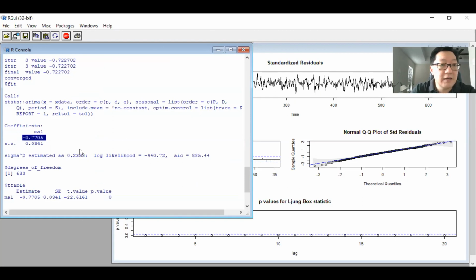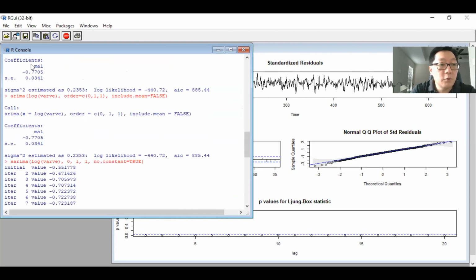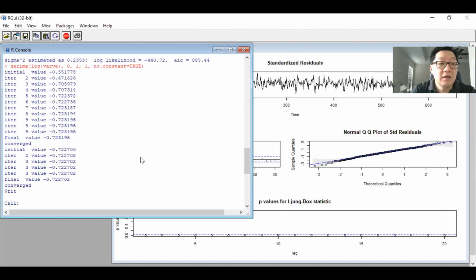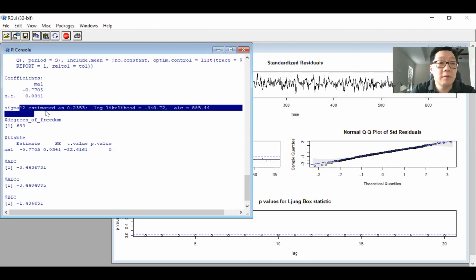How much was the estimation using the ARIMA function? It was negative 0.7705. It's the same thing, and the standard error was 0.0341. From the ARIMA, it is exactly the same thing here, and probably the sigma squared, the log likelihood, and the AIC are probably the same too.